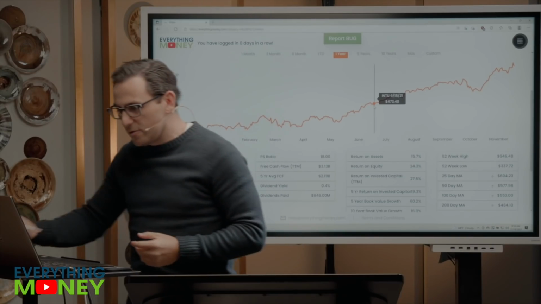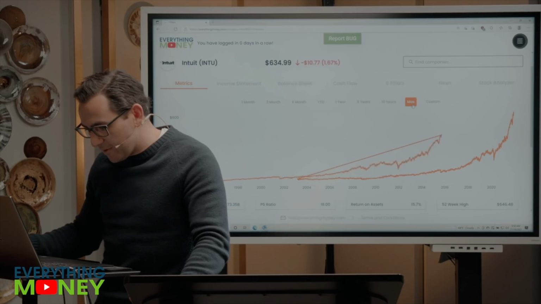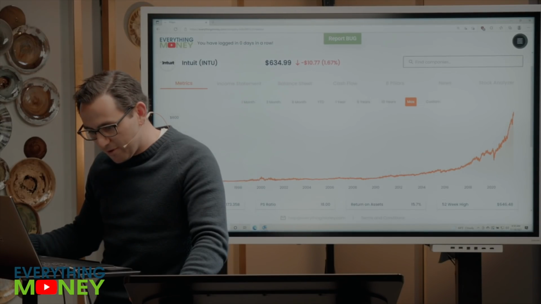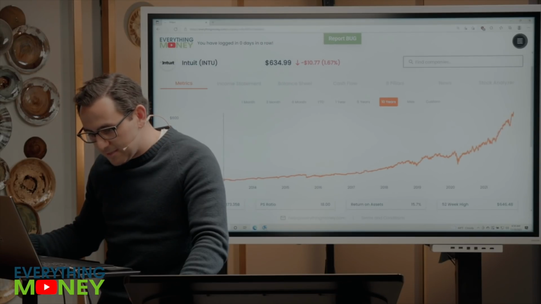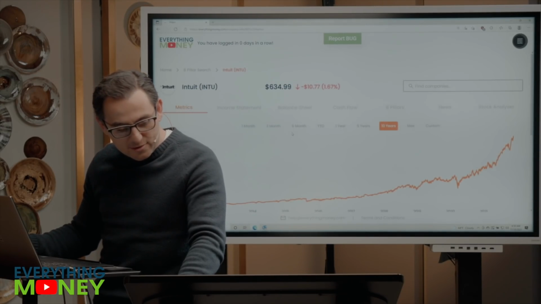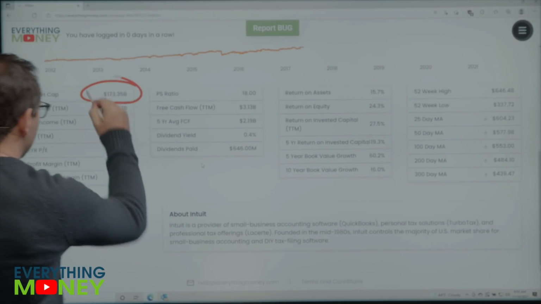Yeah. Okay, so here's our Everything Money software. Let's look at the chart for the last, oh my God, look at that. 1994, the stock was at $3.80, and it's at $6.35 right now. Cha-ching. 10 years ago, the stock was at $50. Yeah! All right, so it's gained quite a bit of traction. Okay, so market cap. It's a $175 billion company.